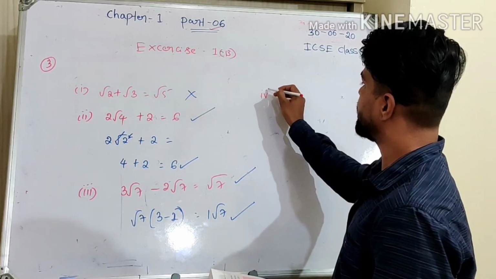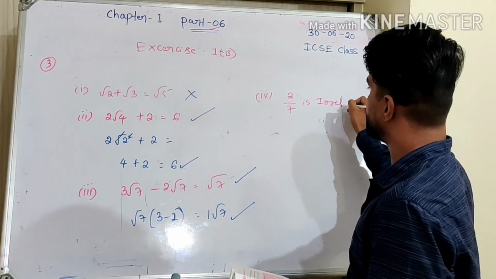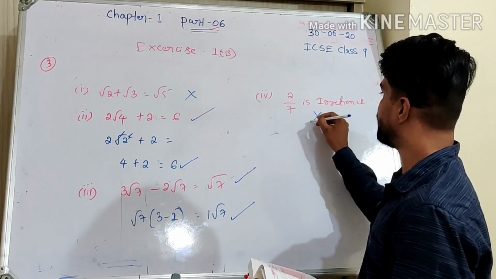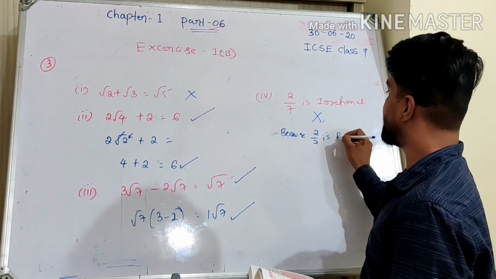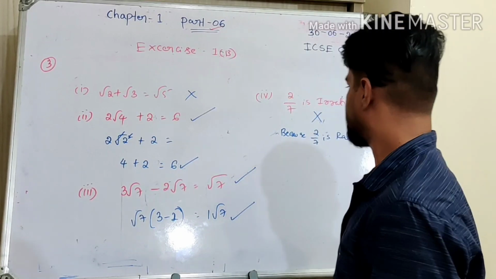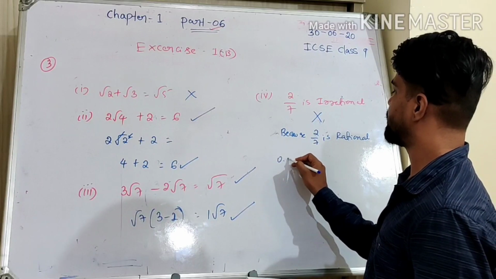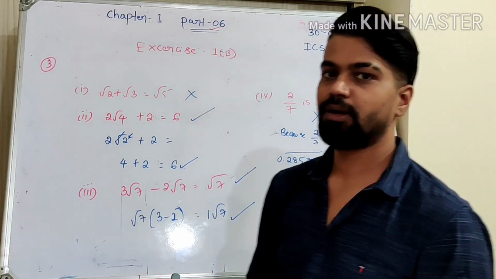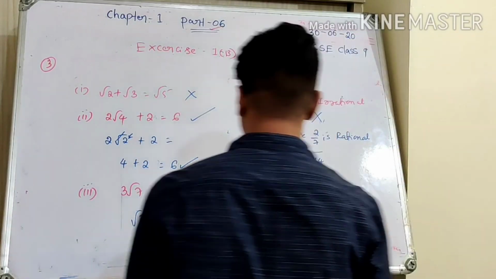Fourth one, they are saying 2 by 7 is irrational. Is it true? Can you write an irrational number in the p by q form? Not possible, right? This is false, because 2 by 7 is rational. Any number which is rational cannot be irrational. If you try to divide 2 by 7, we get 0.285714, which is a repeating number. So it is a non-terminating repeating number. That is why it is a rational number, not irrational.